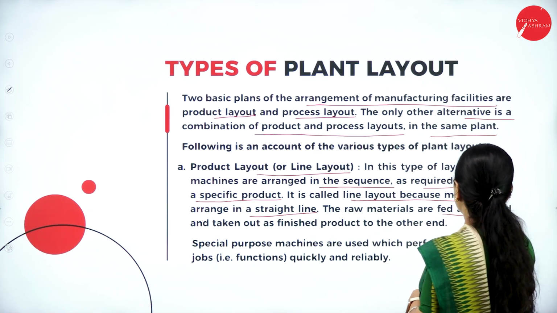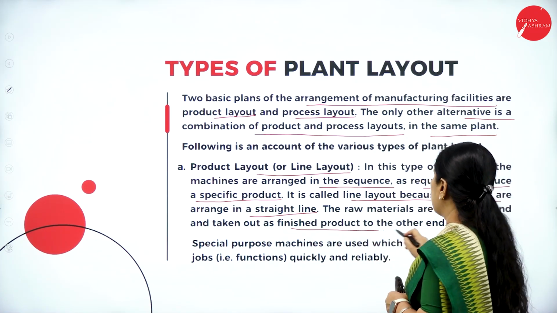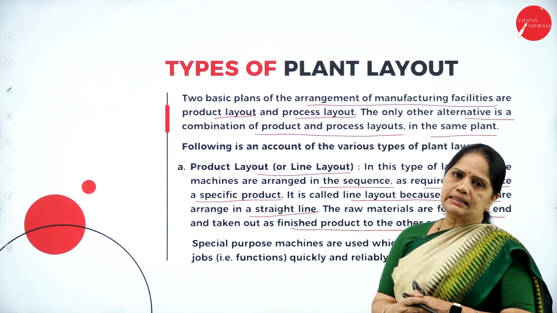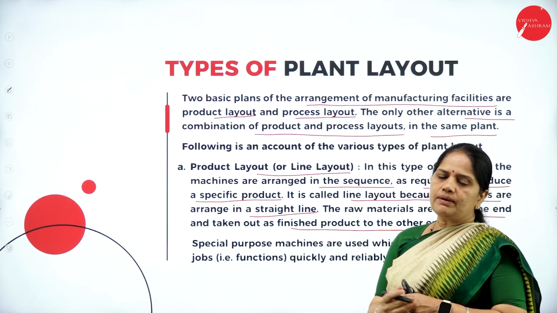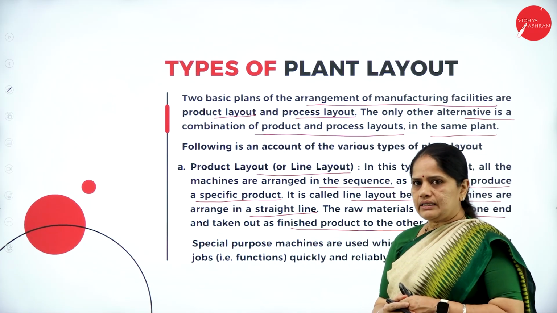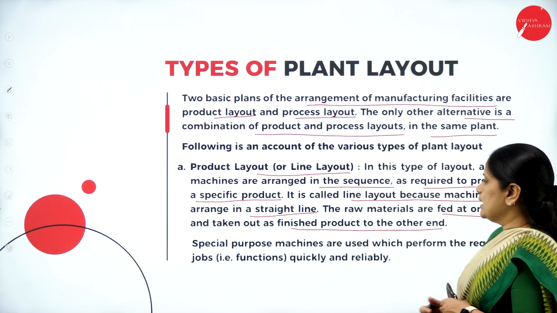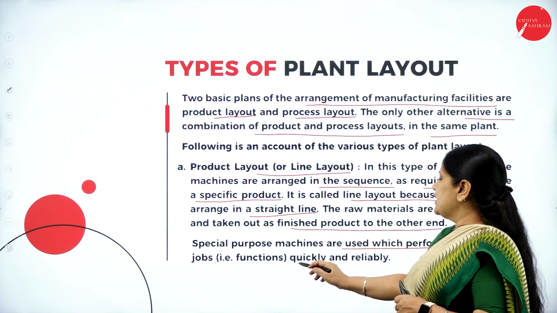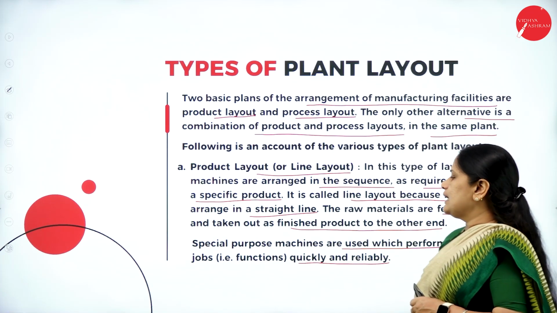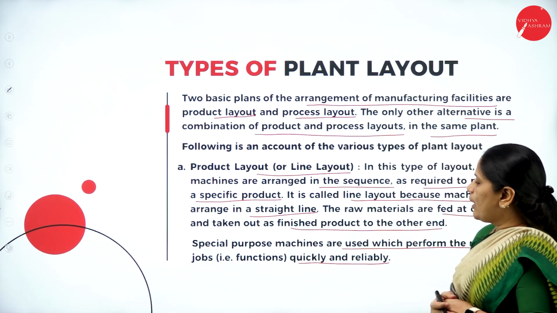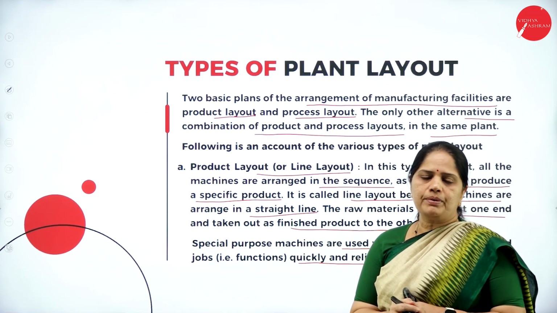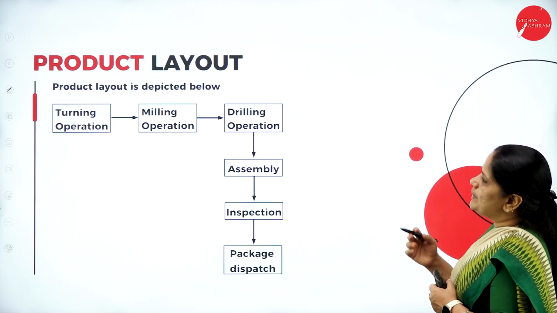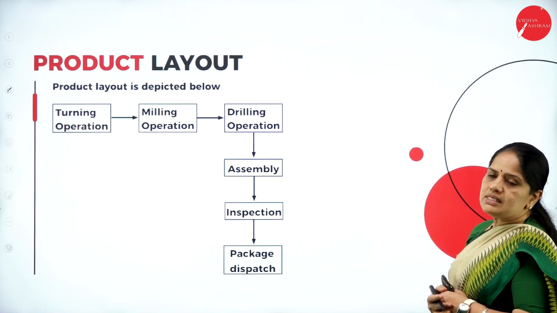The raw materials are fed at one end and taken out as a finished product at the other end. So whatever raw materials are there, they will be fed into the machine and taken out at the other end of the machine. Special purpose machines are used which perform the required jobs quickly and reliably. So for this product layout, we make use of special purpose machines which will do the work quickly and reliably.